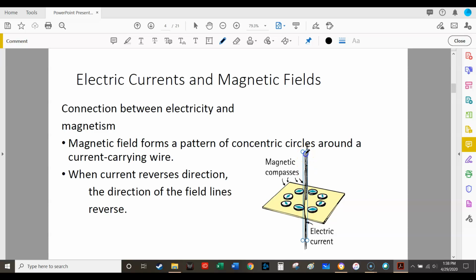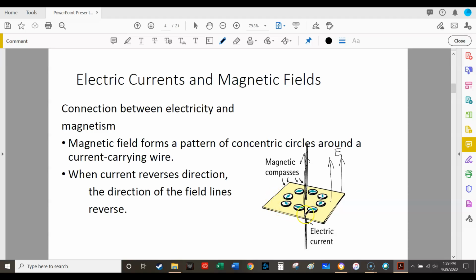Let's say the current is pointed straight up, right? And what that means is the electric field is going to be pointed straight up too, if the current is pointed straight up. Okay? Well, notice at this point that if the electric field is pointed straight up, the magnetic field seems to be at a 90-degree angle to that.